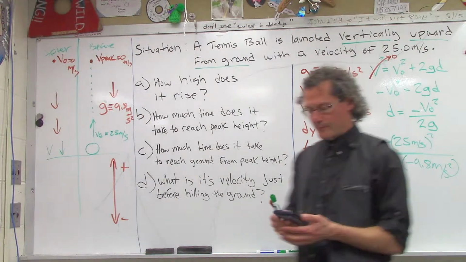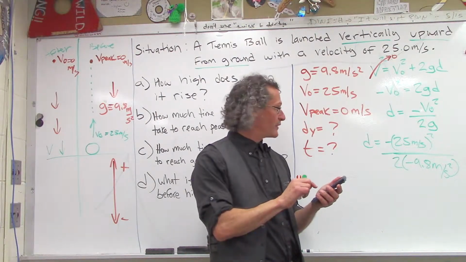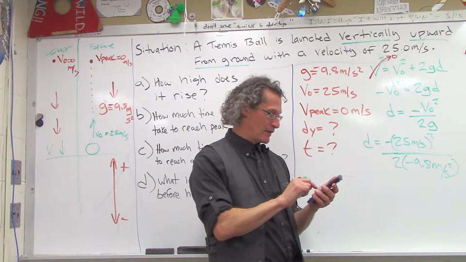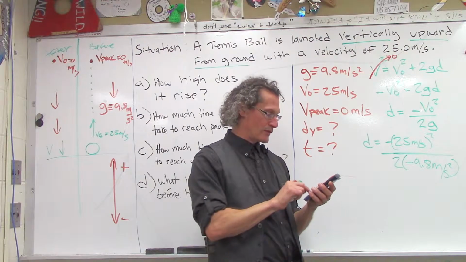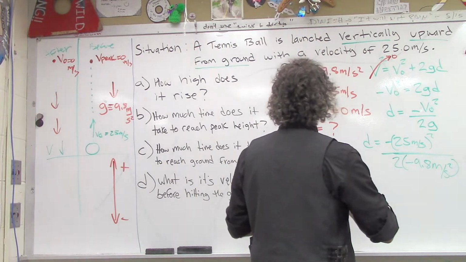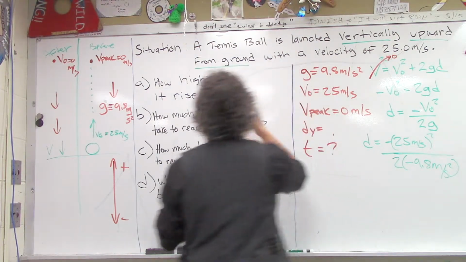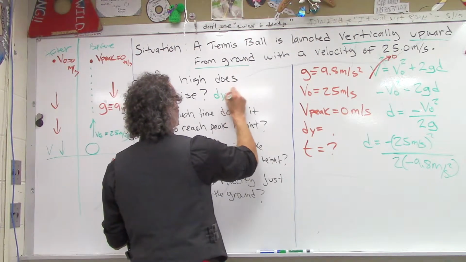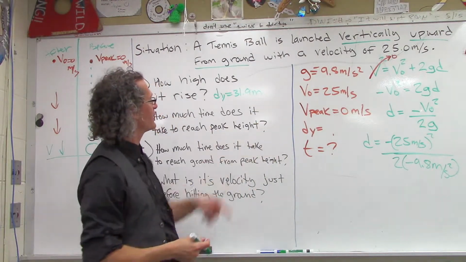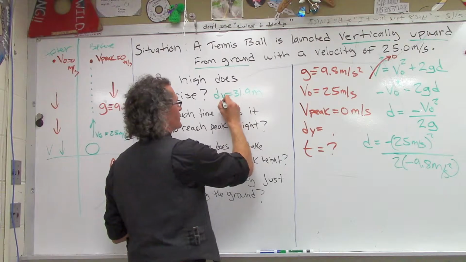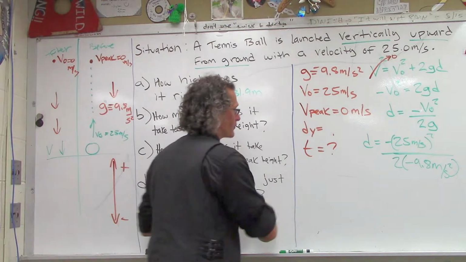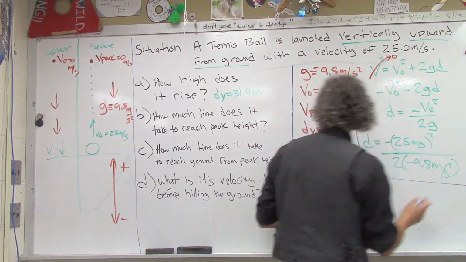So we got 25 squared, make sure to do that, divided by 2 times 9.8, 19.6. I get 31.9. Okay, 31.9 meters. So here we go. dy is 31.9 meters. All right, how much time did it take to get there? Now, I can use this result, or I may be able to find an equation that helps me get t another way. All right, let me just block this off for now.